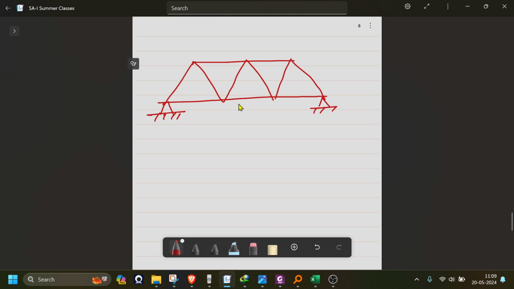Tell me about this one. Let us say it has a support here and here also. For example, roller supports at these two places. What is the external indeterminacy for this one? Let us say this is A, B, C, D, E, F, G.